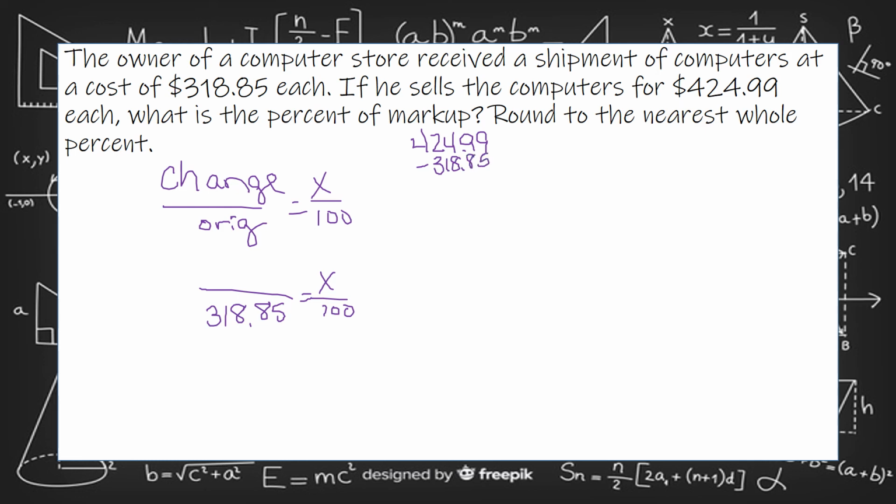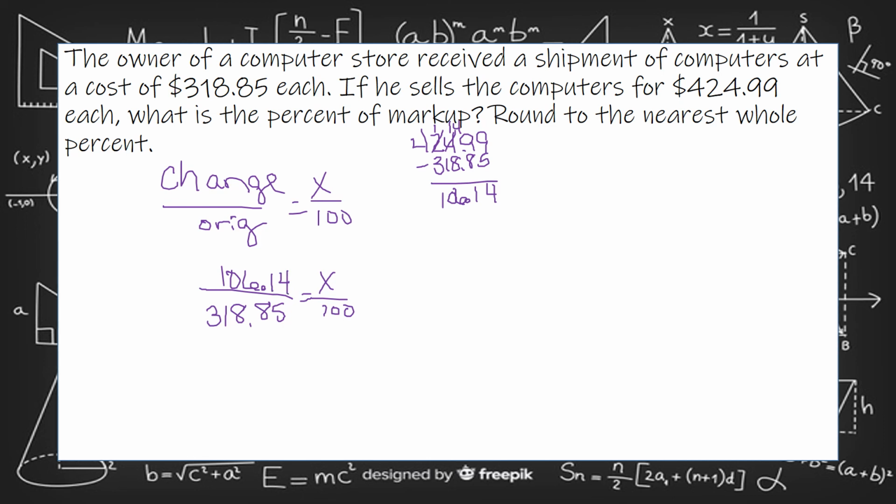So we're going to subtract. 9 minus 5 is 4. 9 minus 8 is 1. 4 minus 8 I can't do. I have to borrow. 14 minus 8 is 6. 1 minus 1 is 0. 4 minus 3 is 1. So $106.14 is the change. So I'm going to put that in my blank.